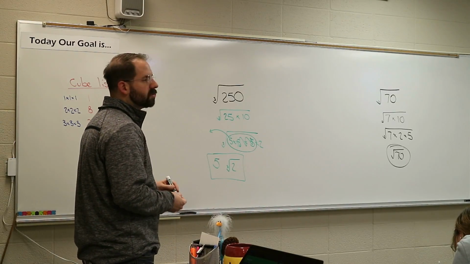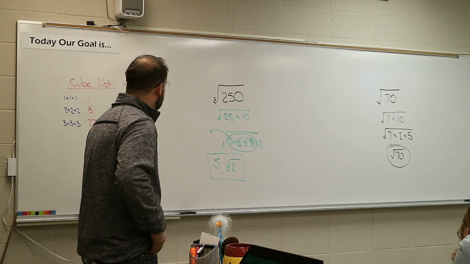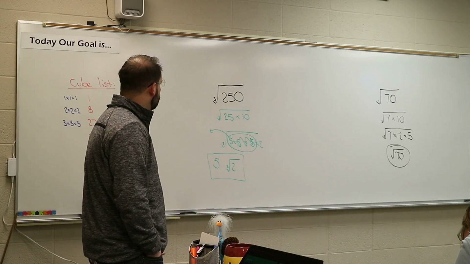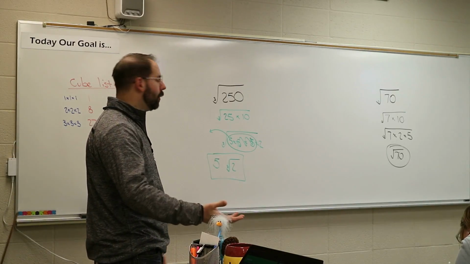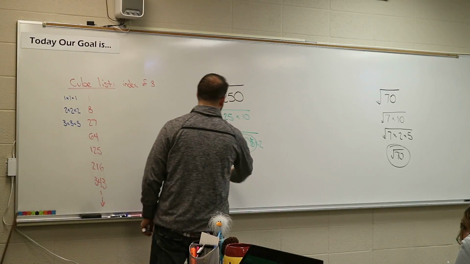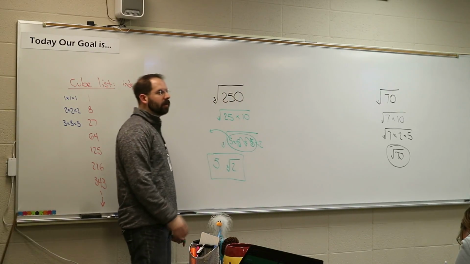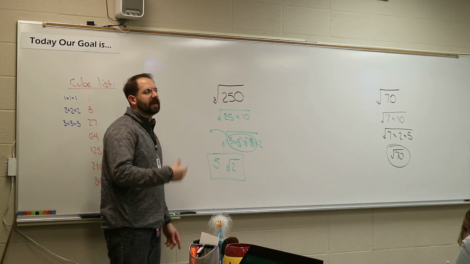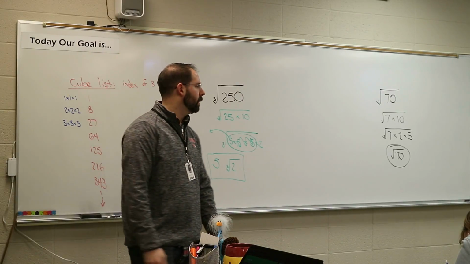It's called simplest radical form. Now if you were to type this in a calculator, or if you just typed in the cube root of 250, it would give you the same answers. It would be the same numbers on a calculator.